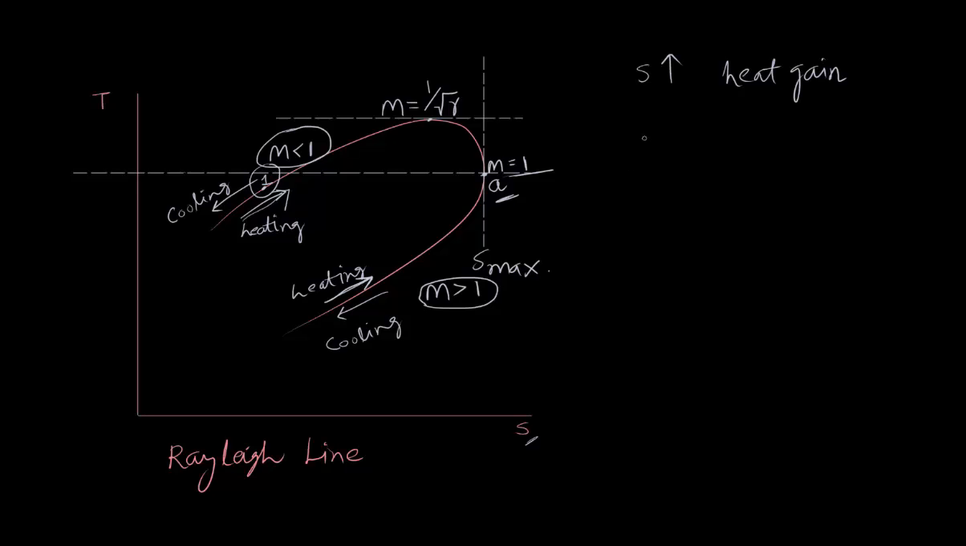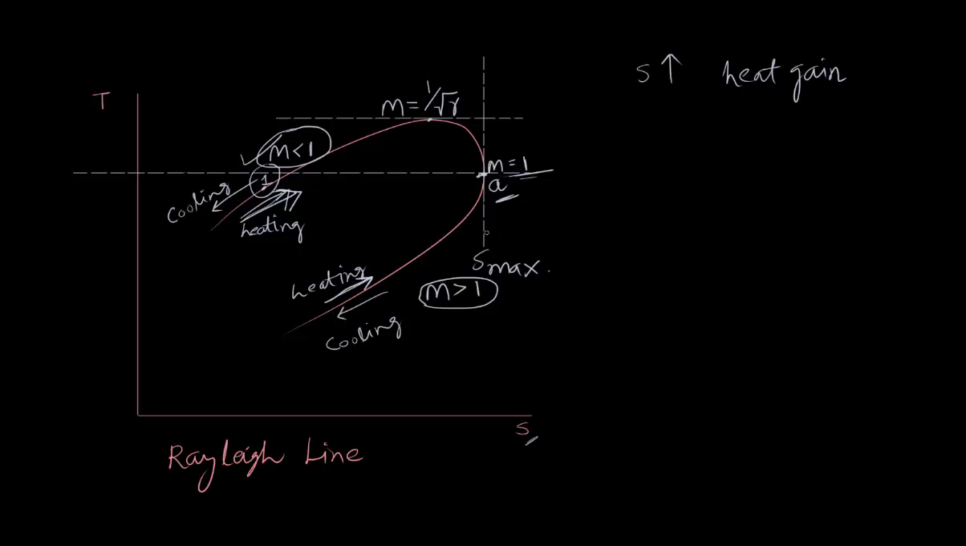The third observation we can make is that heat addition increases the Mach number of the subsonic flow. This is a subsonic arm, and if we add heat, you can see that its Mach number will increase, and if we keep on adding heat to a subsonic flow, finally its Mach number will become 1 at point A.